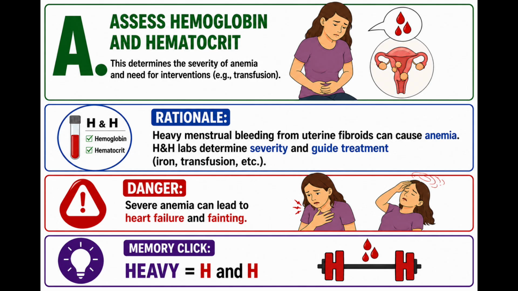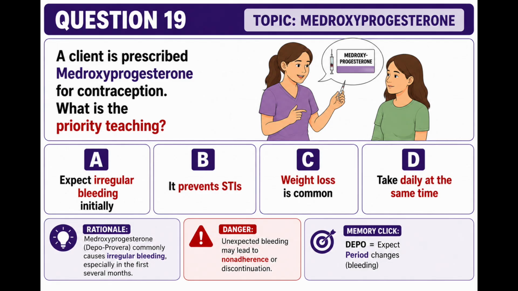Assess hemoglobin and hematocrit. Rationale: heavy bleeding causes anemia. Labs determine severity and need for transfusion. Danger: severe anemia can cause heart failure and fainting. Memory click: heavy equals H&H.